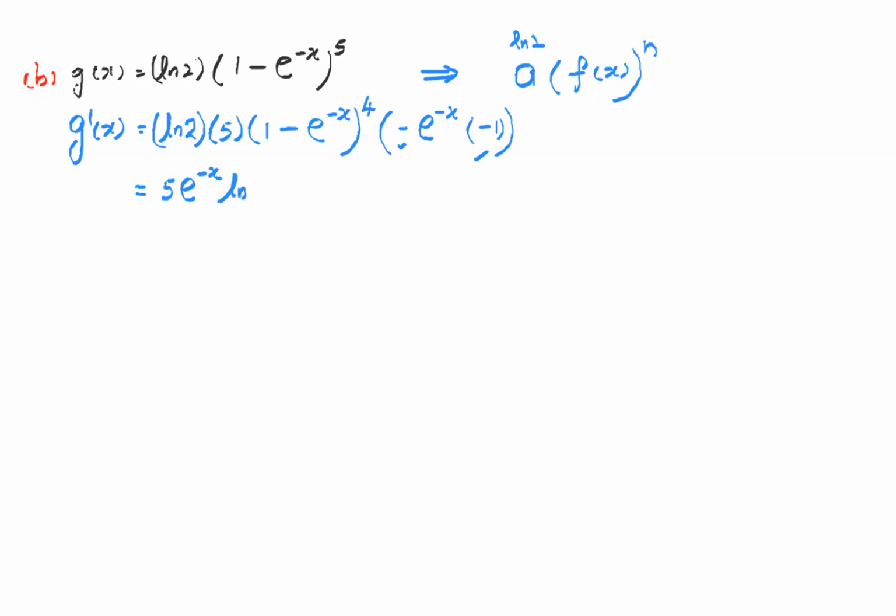ln 2. Usually ln 2 we write at the back. If you want to write in front also, nothing wrong. 1 minus e to the power negative x, to the power of 4. Don't be fearful if the thing is complicated. How complicated is it? If you know the rule, you just follow the rule step by step.